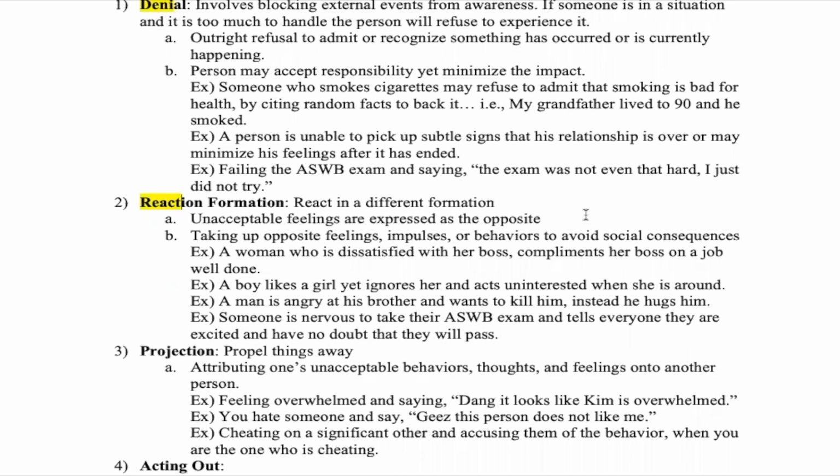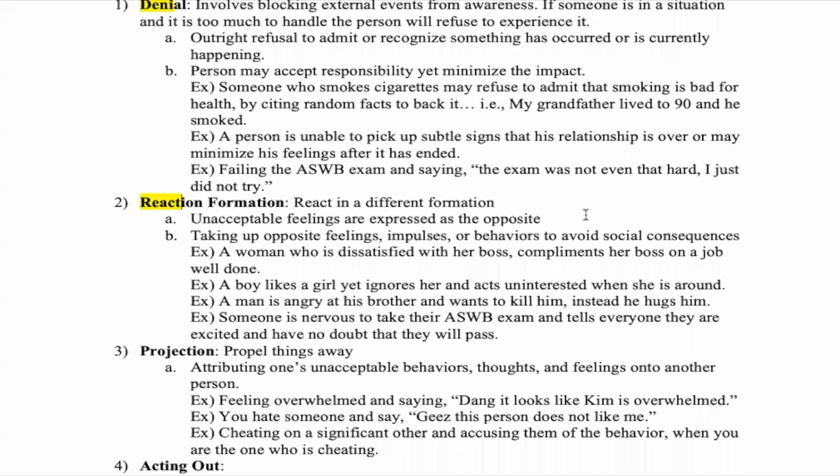This one is often equated to being passive aggressive. So, a couple of examples to articulate this a little bit further. A woman who is dissatisfied with her boss compliments her boss on a job well done. If you notice, they have disdain in wanting to yell at this boss, but they're like, I think you're the best boss I've ever had.